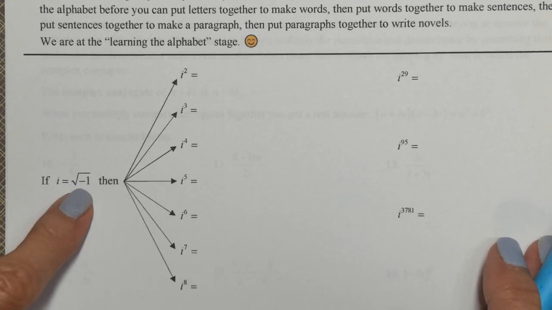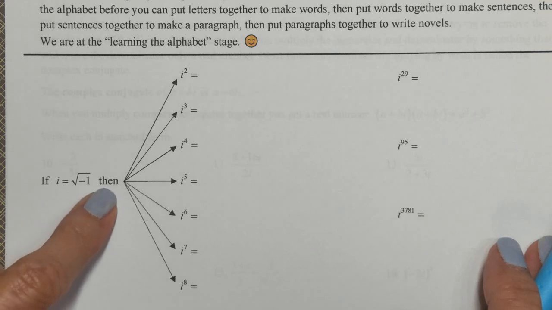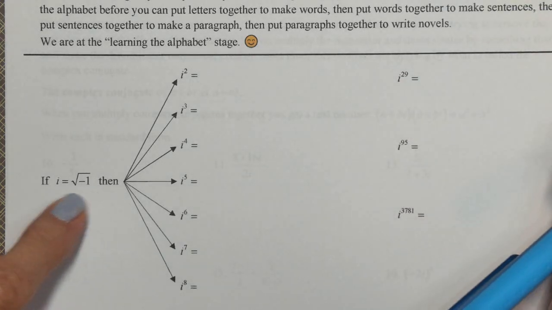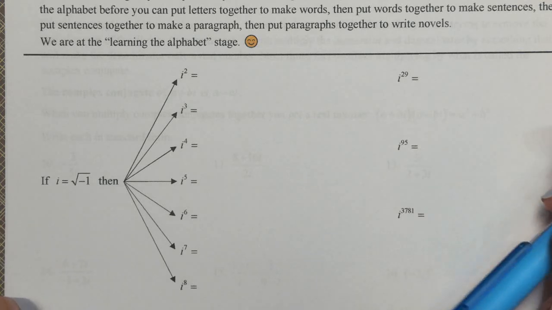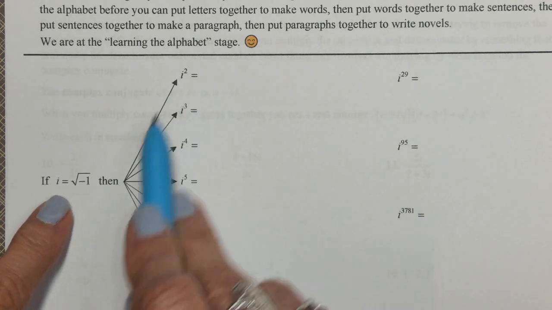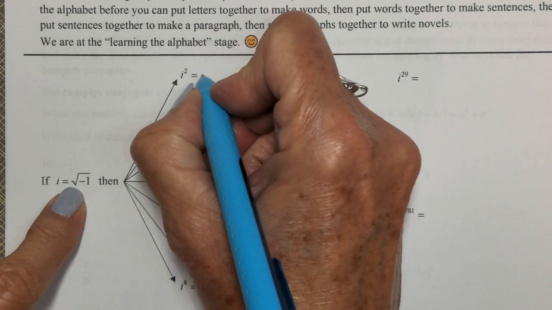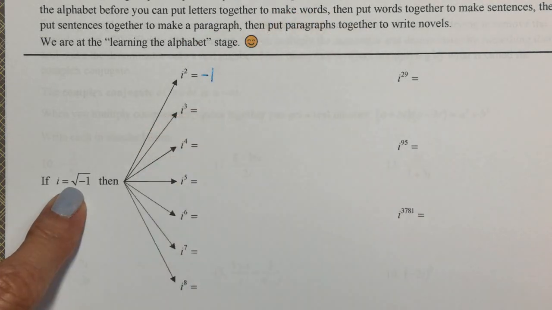All right, let's do some computations. So if i is the square root of -1, then we want to be able to do these powers. You know, what is i raised to some power? So i squared. If you square the square root of -1, you get -1 back. So the square of the square root of -1 is -1.